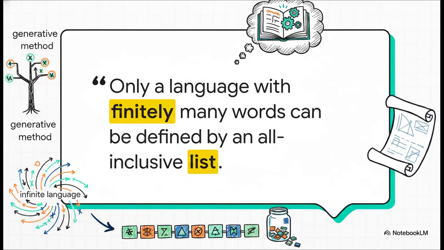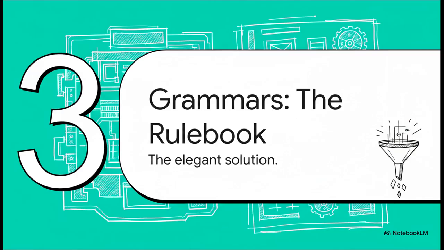And this quote from our source material just nails it. An infinite language, by its very definition, needs something more than just a big list. It needs a generative method, a kind of blueprint for creating words, not just a warehouse for storing them. So what is this blueprint? Well, it's a set of rules we call a grammar.